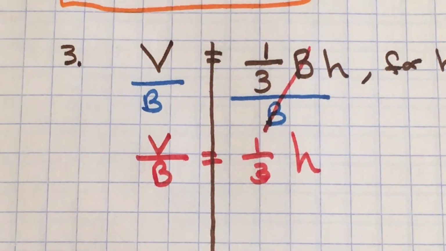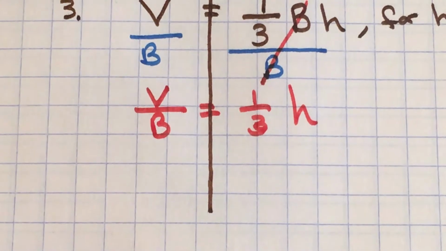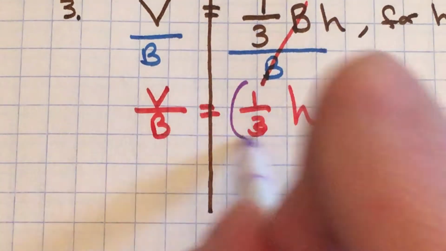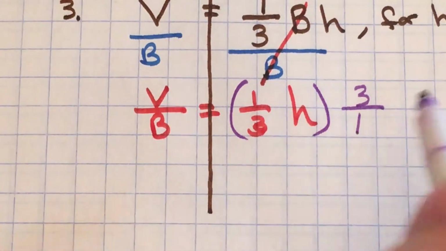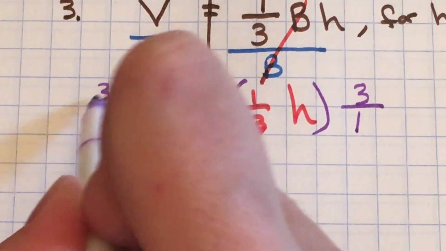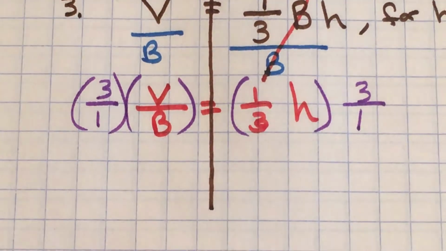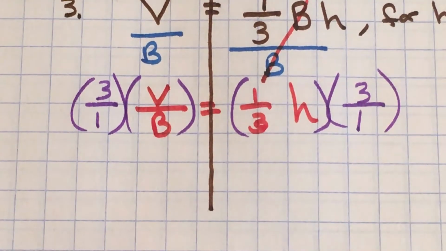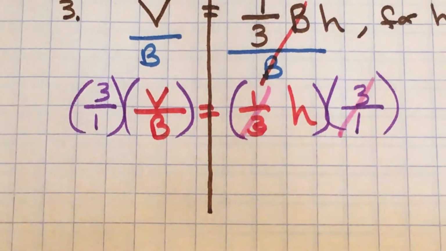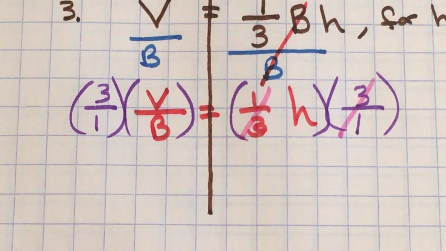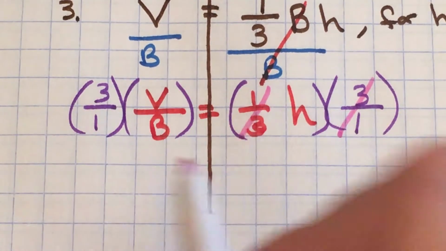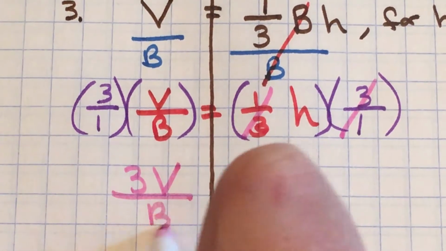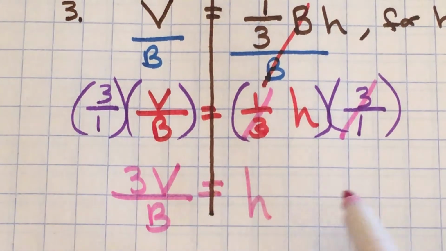All right, just like in number 2, how do I get rid of this 1/3? I'm going to multiply by, what was that R word? Yeah, the reciprocal. 3 over 1. What you do on one side? Yep, you do to the other. Okay, so the 1/3 and the 3 on the right side of the river cancel out, leaving you with 3 times the volume is 3V. 1 times the base is just the base, equals H.